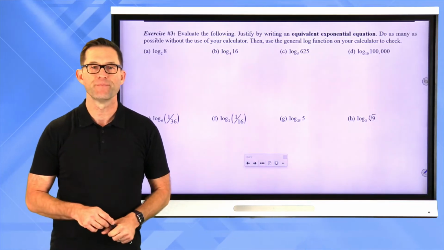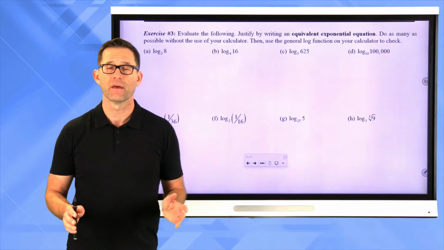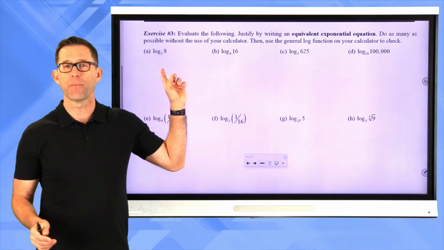Exercise number 3. Evaluate each of the following. Justify by writing an equivalent exponential equation. Do as many as possible without the use of your calculator. Then use the general log function on your calculator to check. Fantastic. So letter A, let's do a couple of these together.